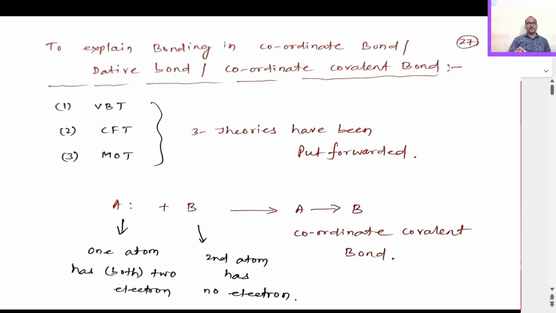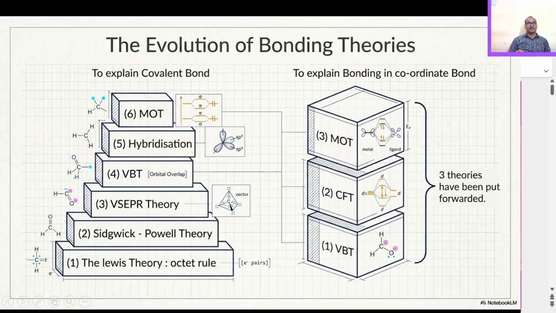To explain the bonding in a coordinate bond or coordinate covalent bond, we have different theories like valence bond theory, crystal field theory and molecular orbital theory. And here is the summary. To explain the covalent bond, we have different theories like Lewis theory, Sidgwick theory, Powell theory, VSEPR theory, valence bond theory, hybridization, and molecular orbital theory, that is the linear combination of atomic orbitals. And to explain the bonding in a coordinate bond, we have molecular orbital theory, crystal field theory and valence bond theory.